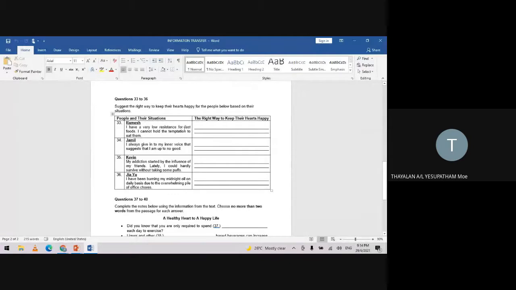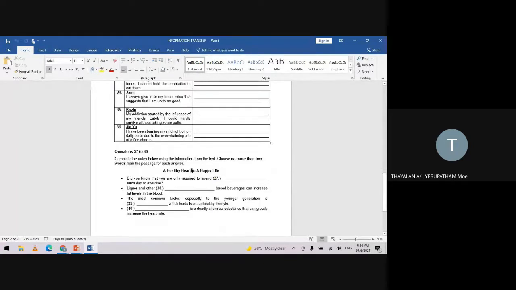I have very low resistance for fast foods. I cannot hold the temptation to eat them. That means he is suffering from eating disorder. I always give in to my inner voice that suggests that I'm up to no good. That is lower motivation. My addiction started by the influence of my friends. It means you are suffering from addiction. I have been burning my midnight oil on a daily basis due to the overwhelming pile of office chores. That shows that you are suffering from sleeplessness due to your heavy timetable.